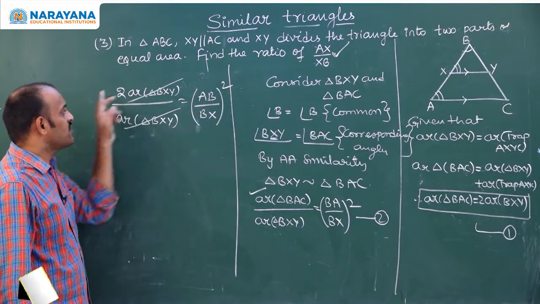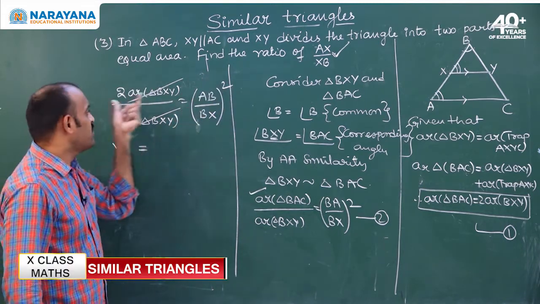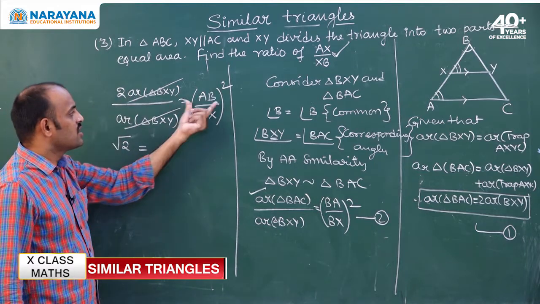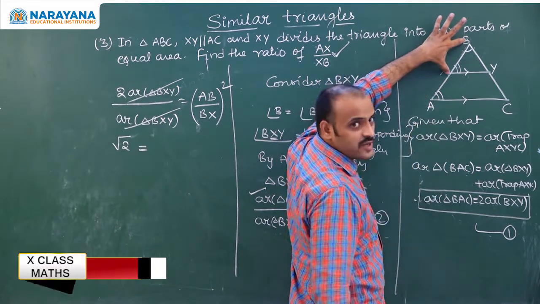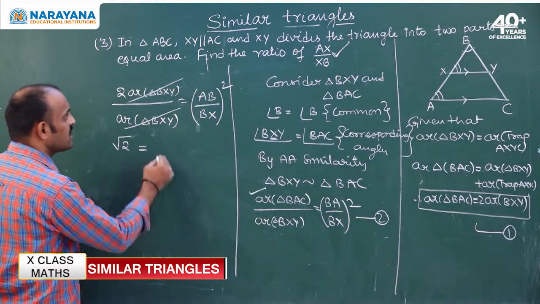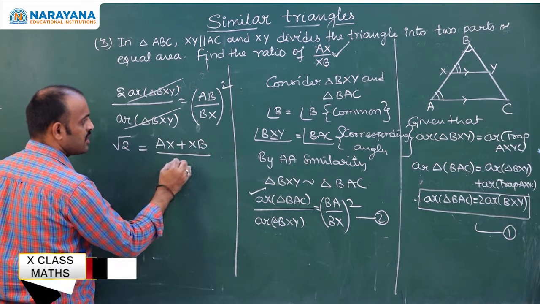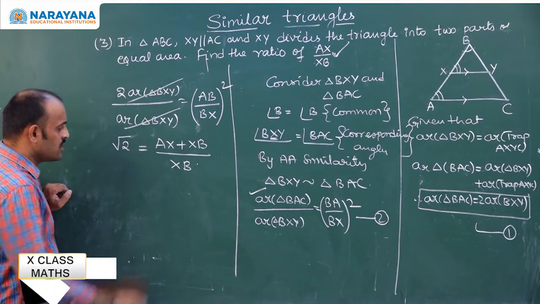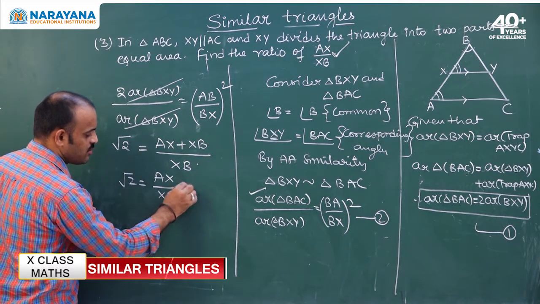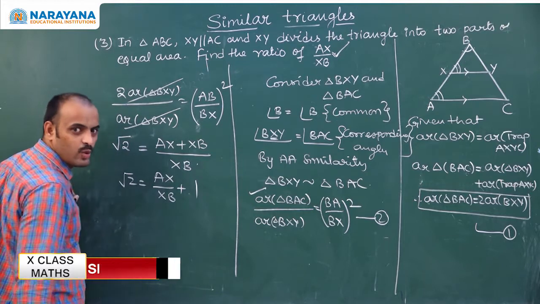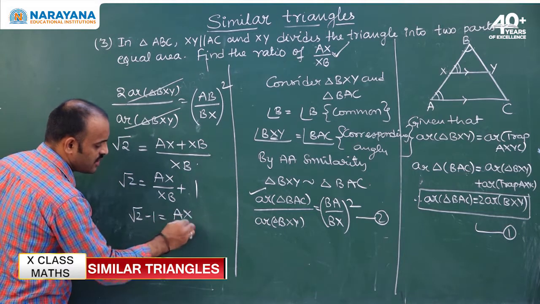If I get the square to the left hand side, it will become root. Therefore, root 2. See, I have a square here; if I bring it to the left hand side, it will become root. Now, instead of AB, can I write AX plus XB? Instead of AB, I am writing AX plus XB by XB. Therefore, root 2 is equal to AX by XB plus XB by XB, which is 1. Bring that 1 to the left hand side. Root 2 minus 1 is equal to AX by XB.